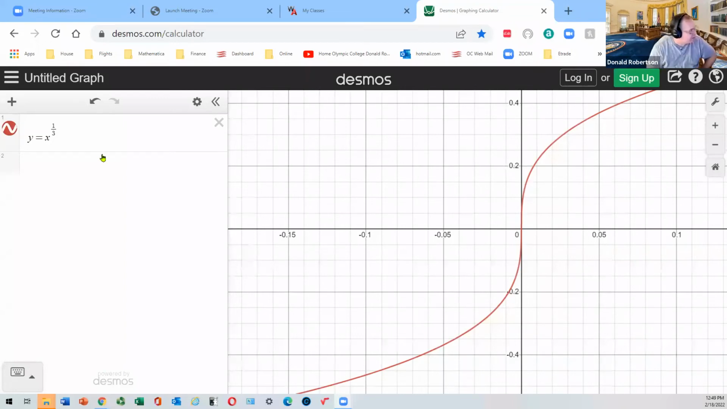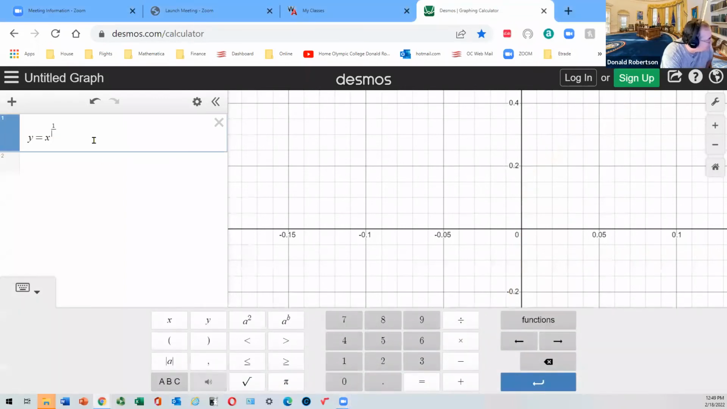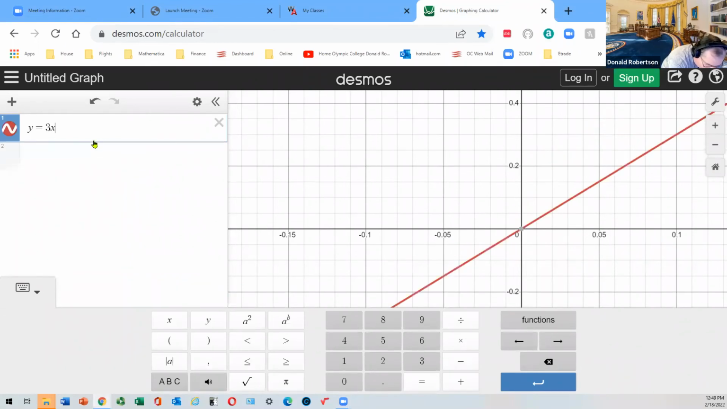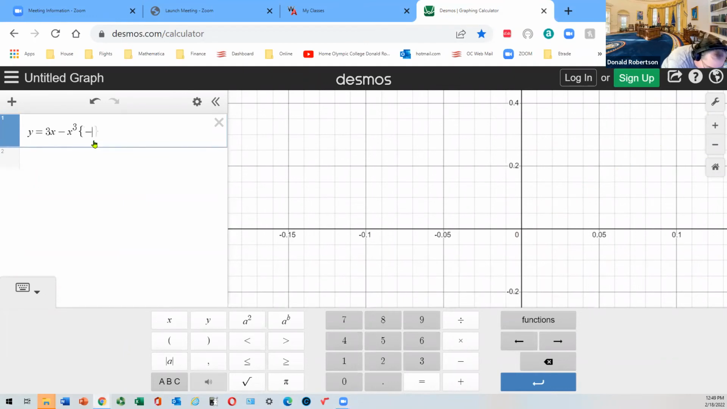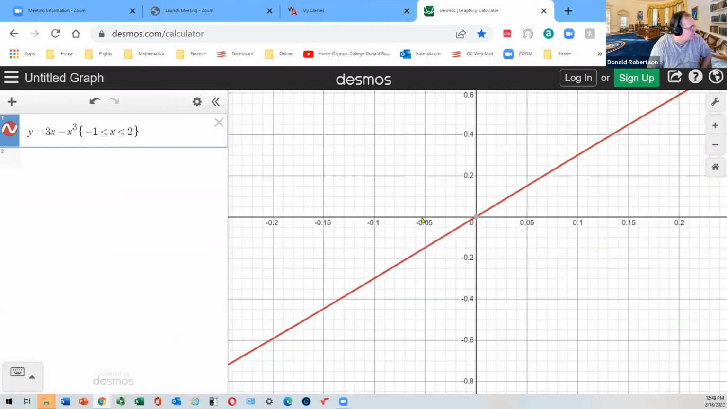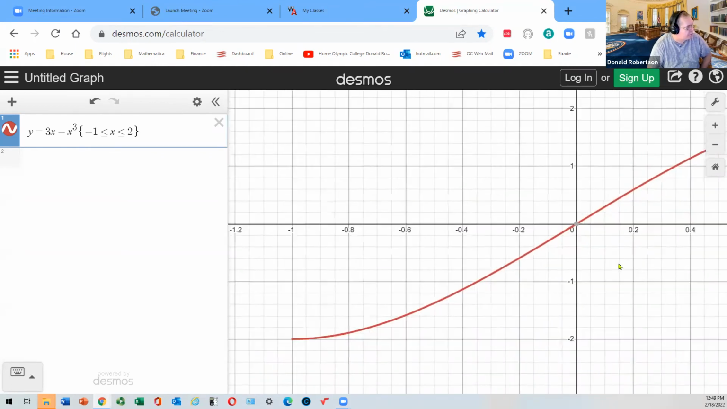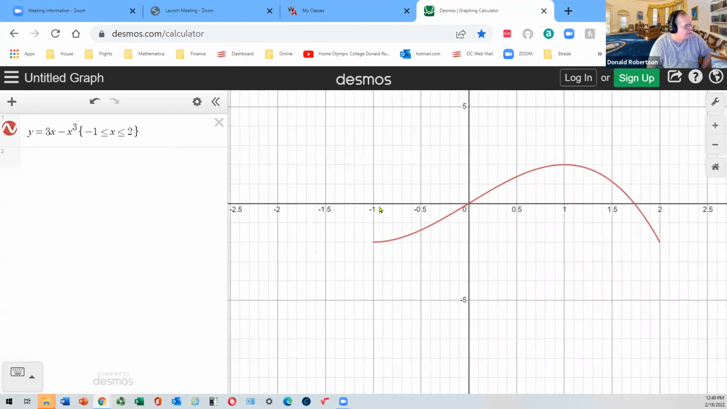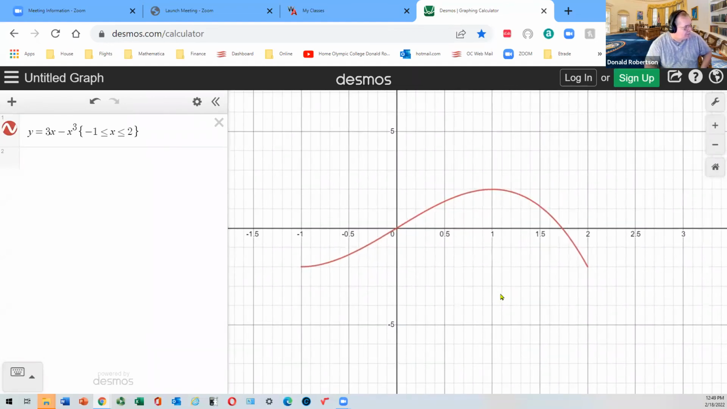Here we go. Right, let's get rid of that function. Our question was 3x, take away x cubed. A little curly bracket. We're only going to do it from -1 to 2. So -1 less than or equal to x less than or equal to 2. Finish with a little curly bracket. Click on the guy. Oh, that's a horrible scale. Where did that come from? There we go.